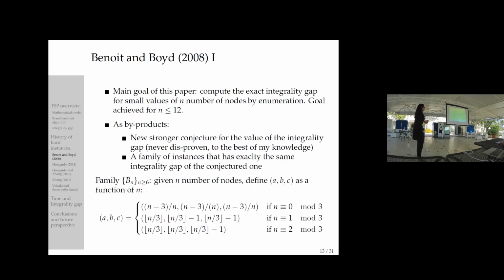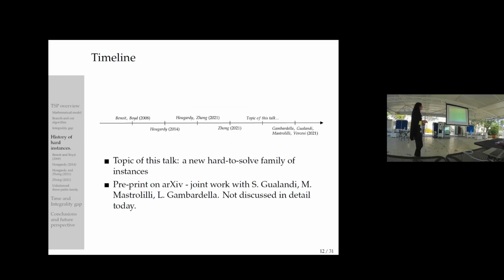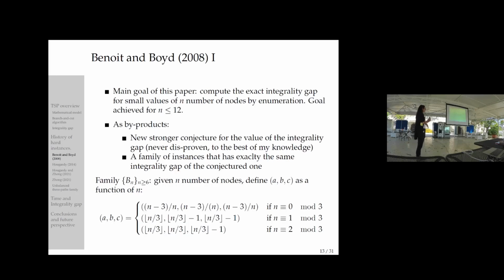Okay, so let's start with the first step of the literature, that is the work done by Benoit and Boyd. The main goal of this paper is to compute the exact integrality gap for small values of n, the number of nodes, and they did this by enumeration. Of course, not enumeration of all the possible instances, as I said, they are infinite, but they did a very clever procedure. They proved that they are able to have the exact integrality gap by only considering a finite number of cases. I have to say that this procedure can be extended, but to the best of my knowledge, and also to the best of my attempts, it is computationally infeasible. So it is very hard to go from n equal to 13 on, computationally.